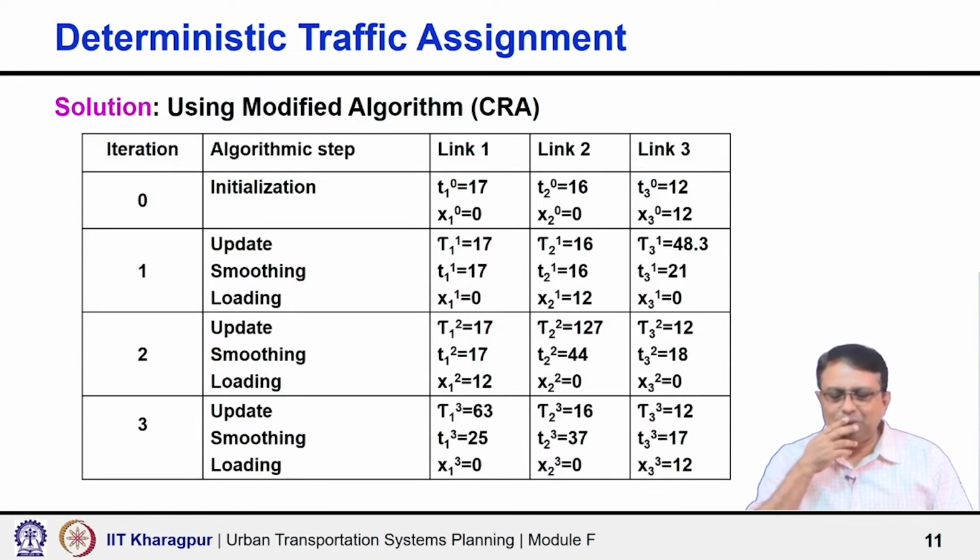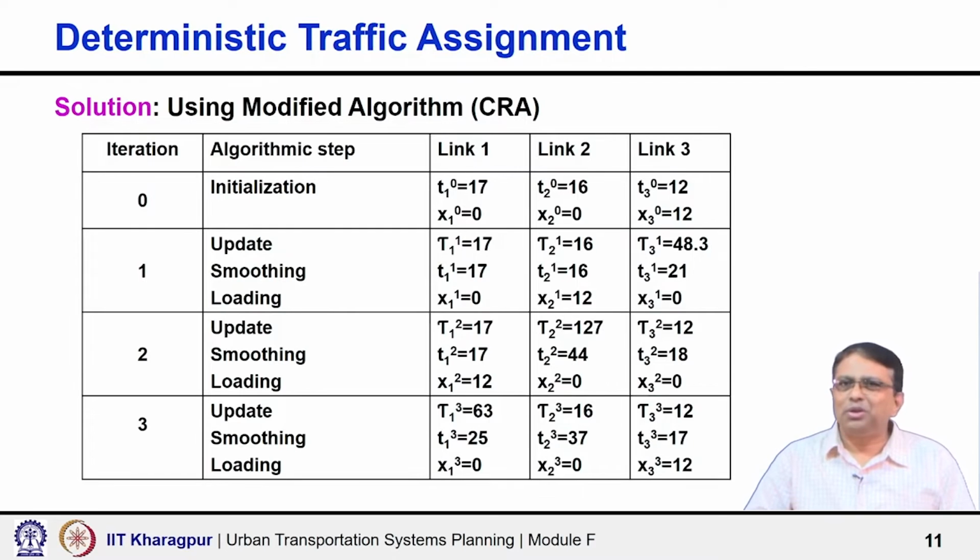So, exactly you do like that. Then whatever is the travel time now with the smoothing, based on that, in this case also in iteration 1 it is coming out to be link 2. So, we assign it to link 2. Then again link 2 with all 12 it becomes 127, but we will not do the assignment based on 127.